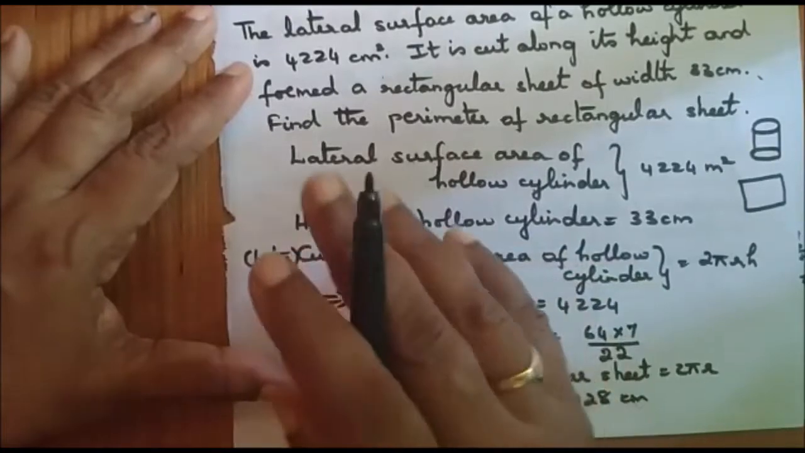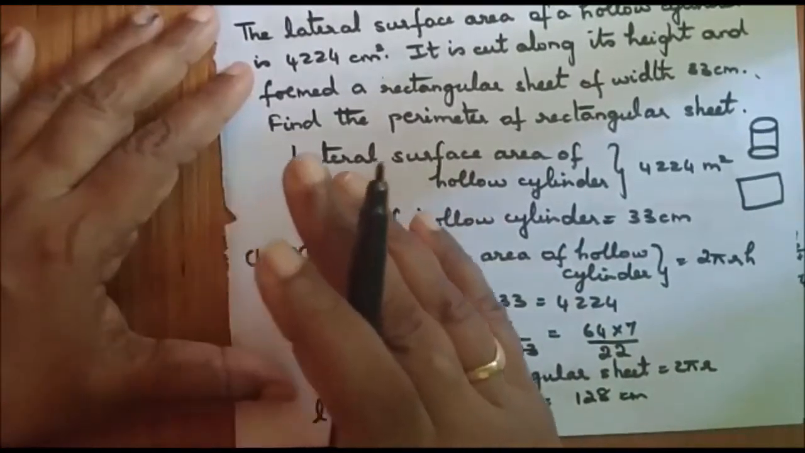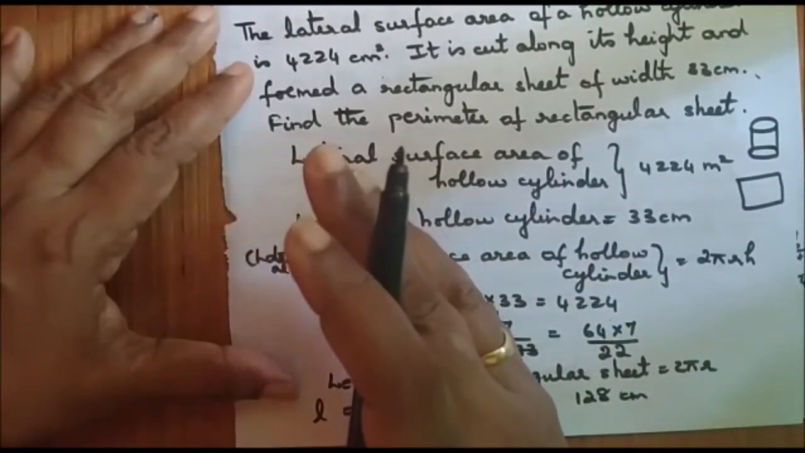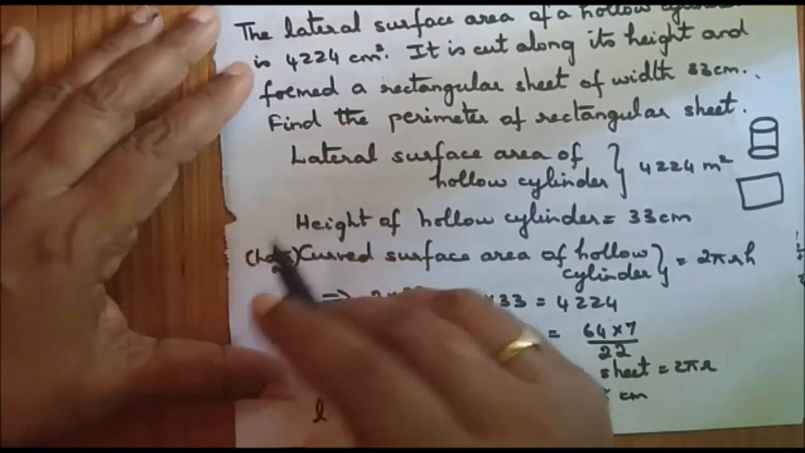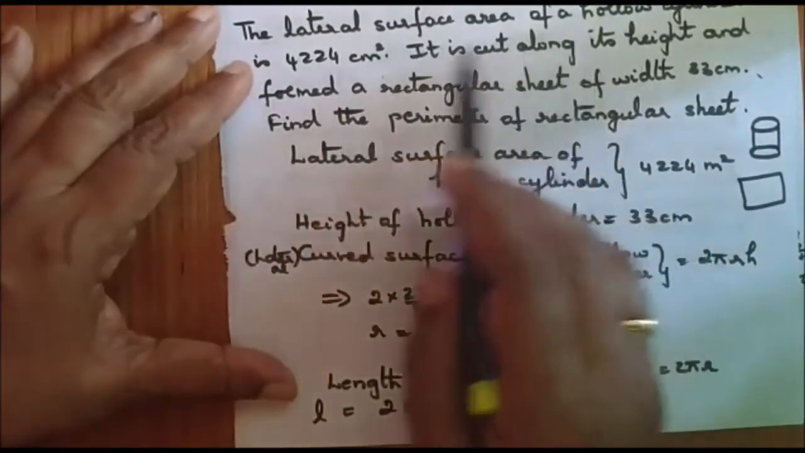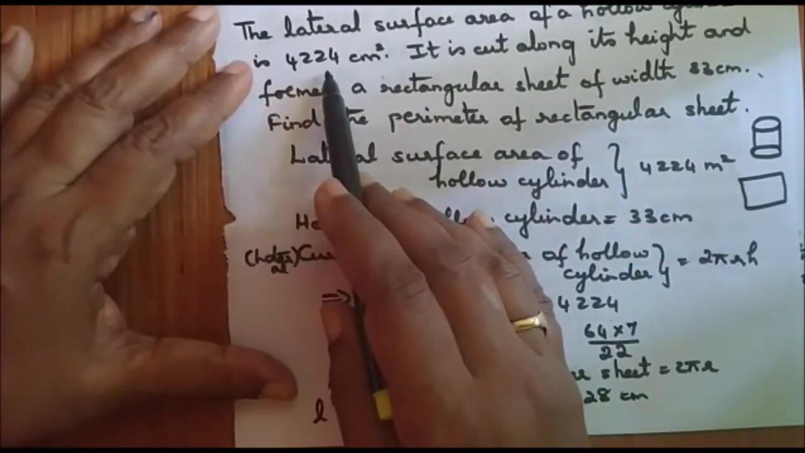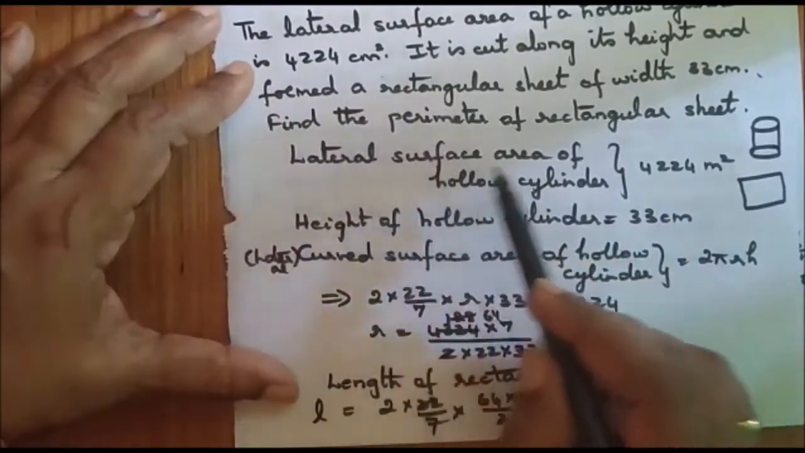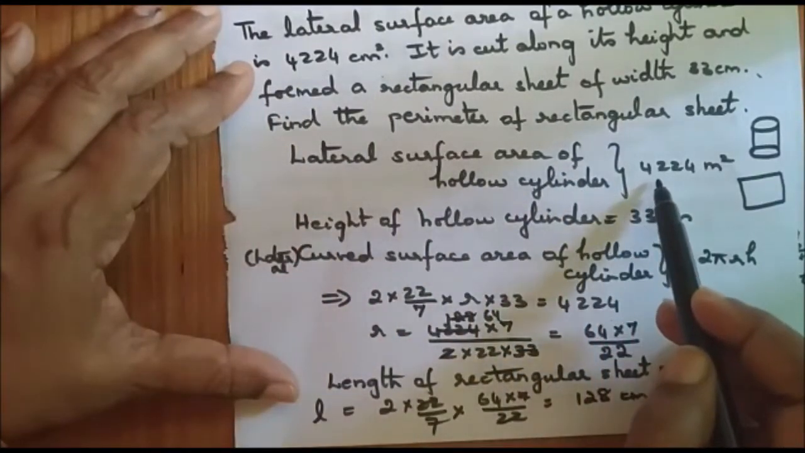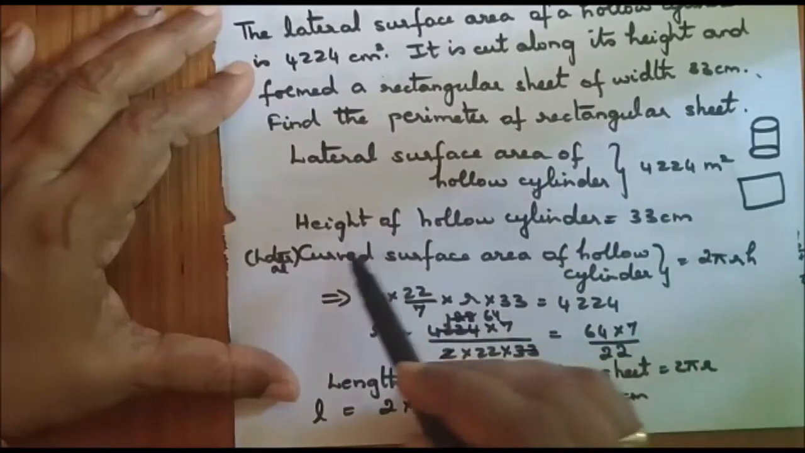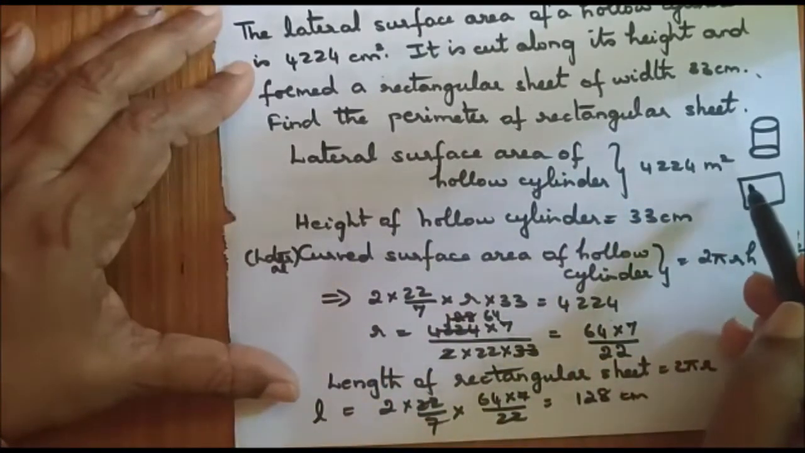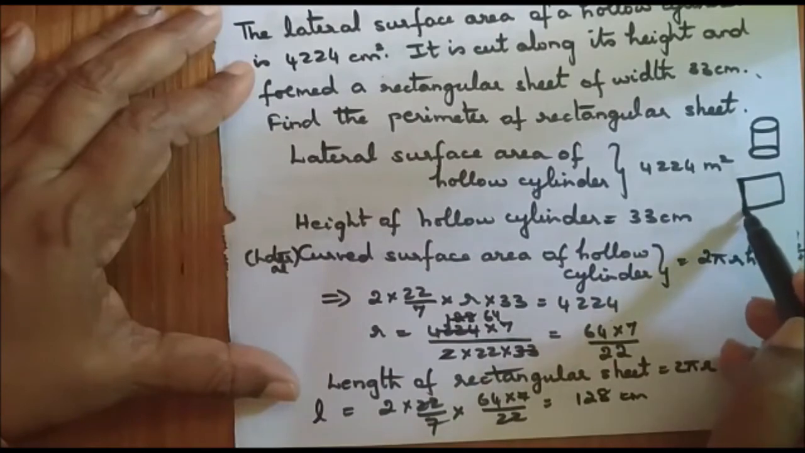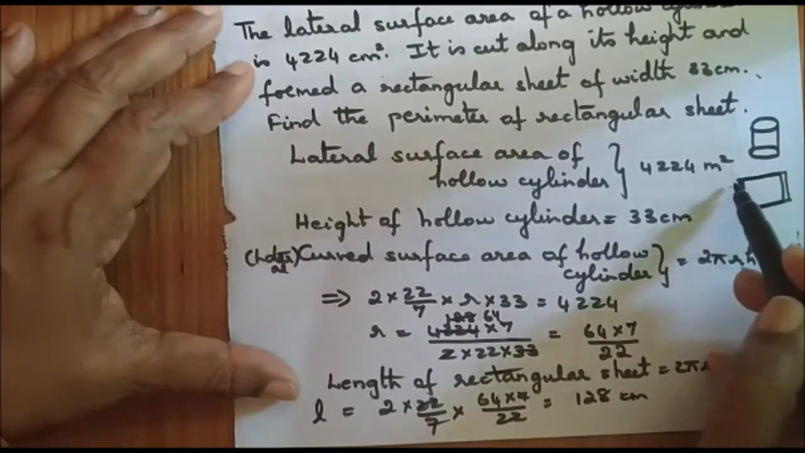In this case, you are not supposed to find the surface area, it is the lateral surface, because it is a hollow cylinder and they have given that the lateral surface is 4224. So lateral surface area of the hollow cylinder is 4224. Height of the hollow cylinder. So this distance, this rectangular sheet, this is the height. Okay.